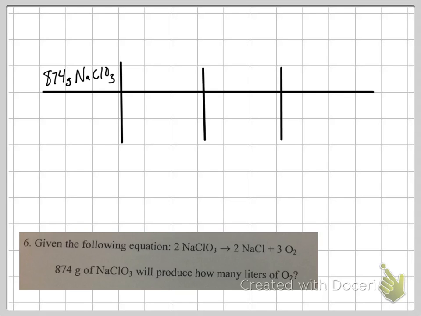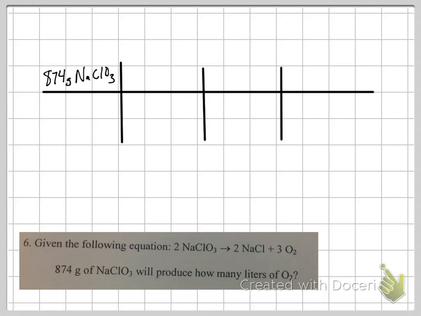Now, we're given the equation 2 sodium chlorate. When it decomposes, it breaks down into 2 moles of sodium chloride and 3 moles of oxygen. You're given the fact that you have 874 grams of sodium chlorate, and this will produce how many liters? This is what we want to set out to find. So I went ahead and wrote my 874 grams sodium chlorate as my given.